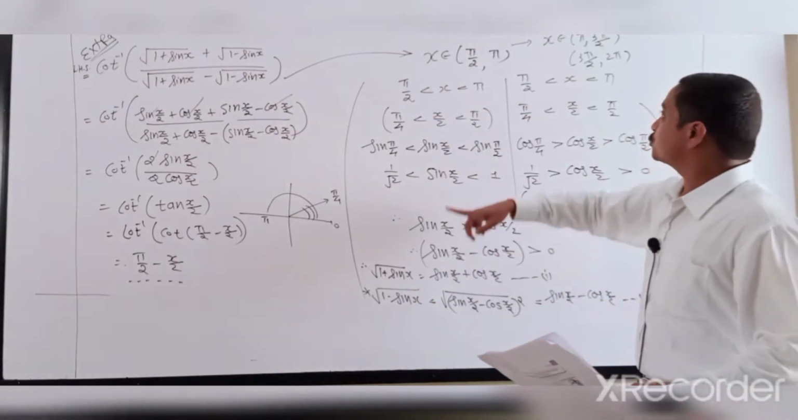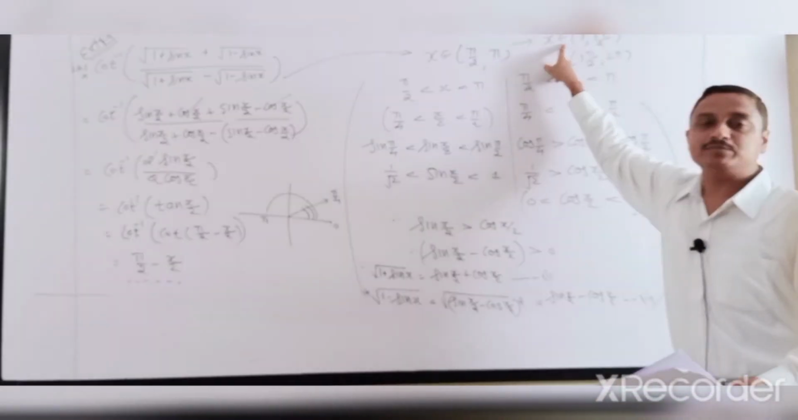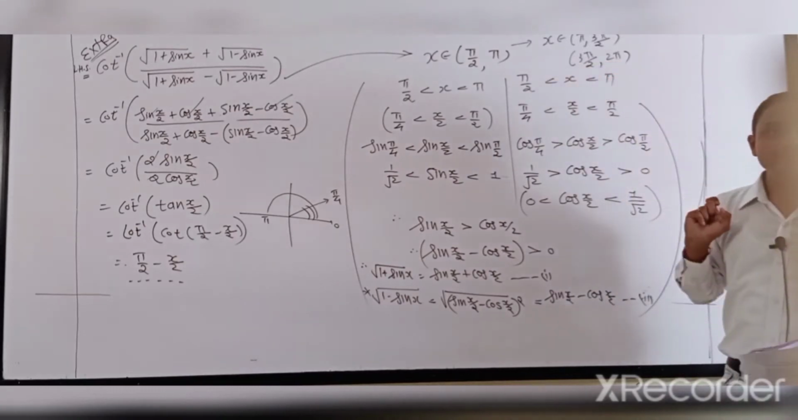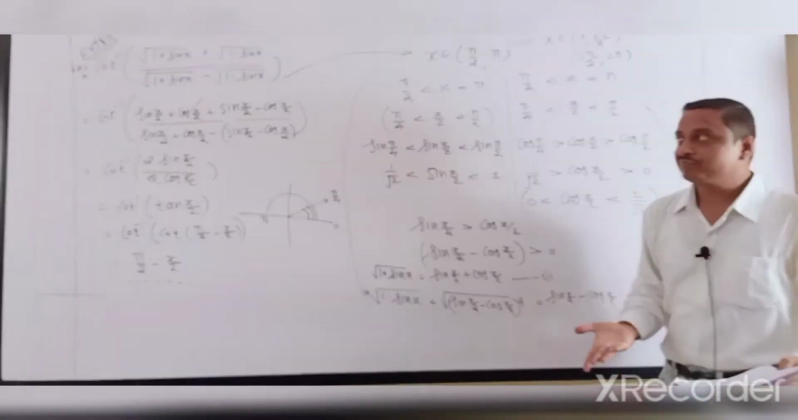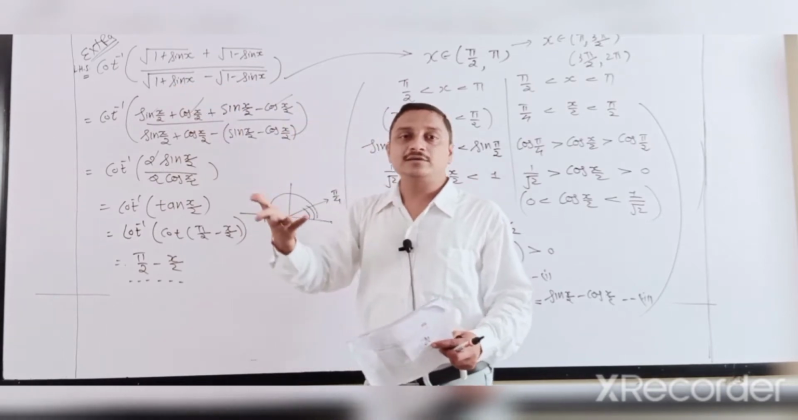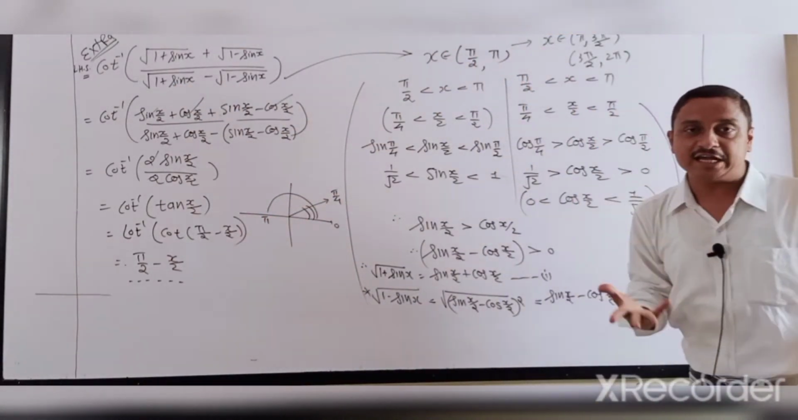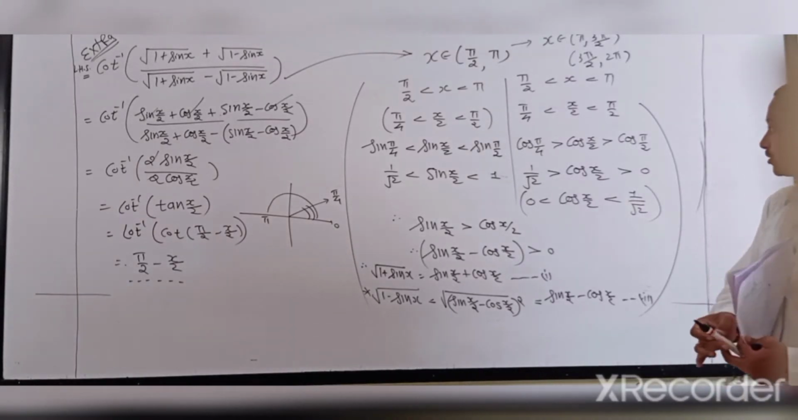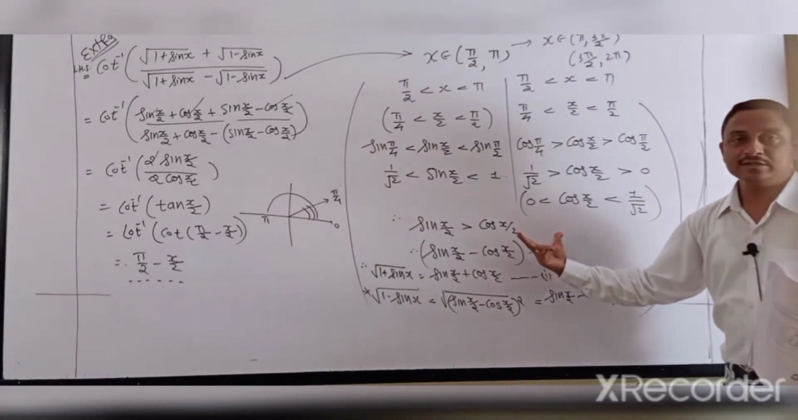One or two extra questions I am just changing here. See, students, x belongs to π to 3π/2 and 3π/2 to 2π. You try it yourself. These are the same. So in the exam, this question is asked a total of 4 different times. So I hope you understand these conditions. Okay.